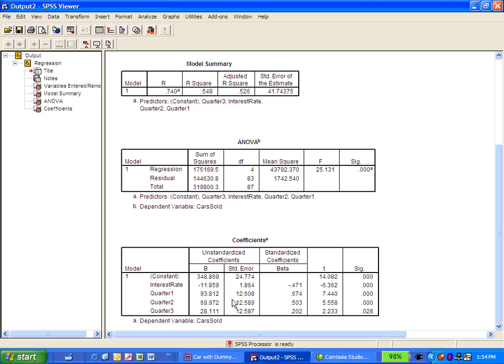To interpret quarter 2, all other things being equal, we would sell 69.972 units more than we would in quarter 4. And for quarter 3, we would sell 28.11 units more than we would in quarter 4, all other things being equal. So basically with my dummy variables, they're in comparison to the category that I subsumed into my intercept term.